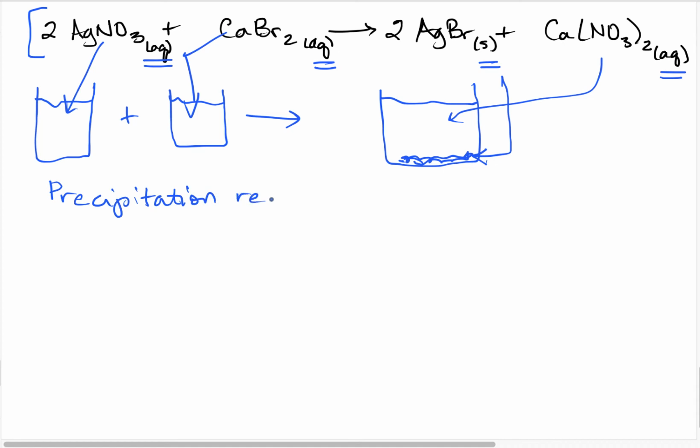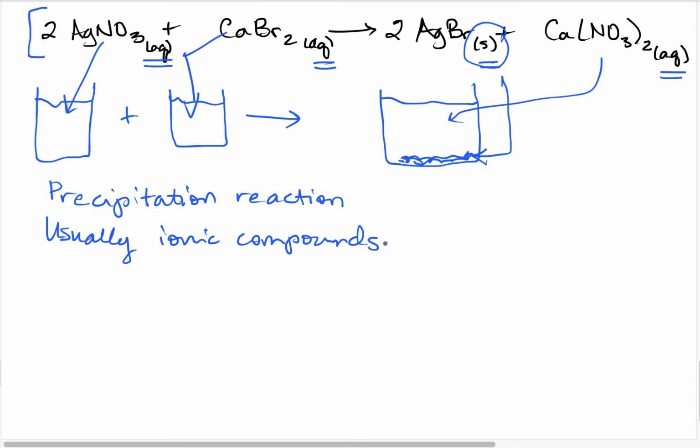And the precipitation reaction is any reaction where we start with things that are dissolved in water and we end up with at least one solid material here. Most precipitation reactions are going to be ionic compounds. And notice what else was happening in this reaction.